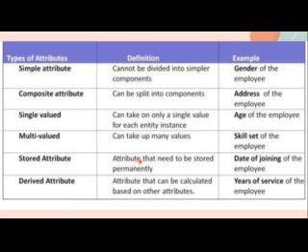Then a stored attribute is an attribute that needs to be stored permanently. Date of joining of the employee is an example. Then a derived attribute is an attribute that can be calculated based on other attributes. An example is the years of service of the employee. It may be 2 years, it may be 3 years, and so on.